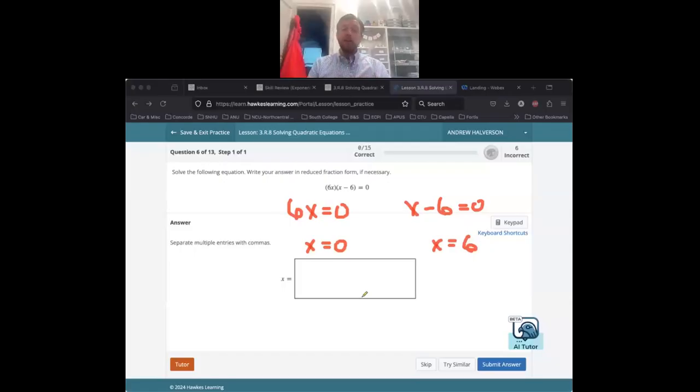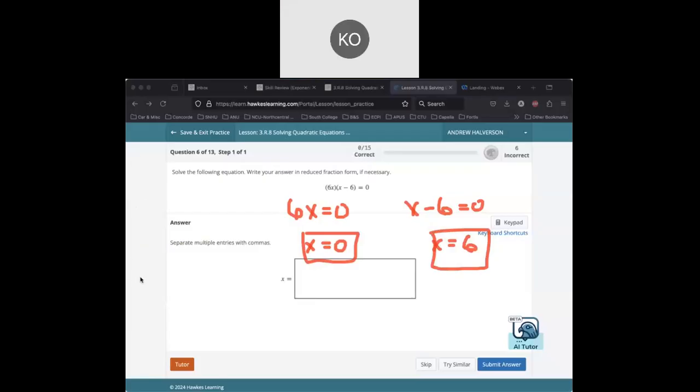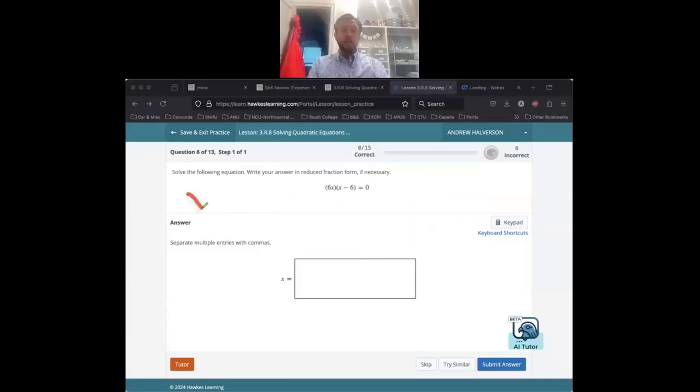And by the way, you can check your solutions. You don't need me. How would you check your solution? So these are our two solutions, 0 and 6. How would we check? Plug your numbers in. So let's first test 0, okay? Let's confirm it's correct. Everywhere you see an x, you put in 0. So this is 6 times 0, 0 minus 6. Simplify using order of operations, PEMDAS.